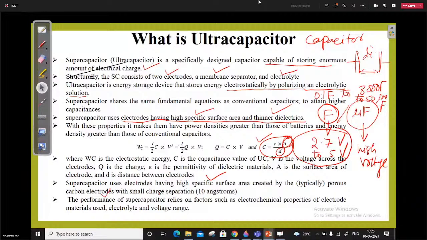The performance of the supercapacitor relies on factors such as the electrochemical properties of the electrode material used, the electrolyte, and the voltage range. This voltage range or voltage window will again be defined by what type of electrolyte you are using. And the capacitance value will be defined by the electrode material. Accordingly, you will have different values of capacitance, but the voltage range will be defined by the electrolyte.